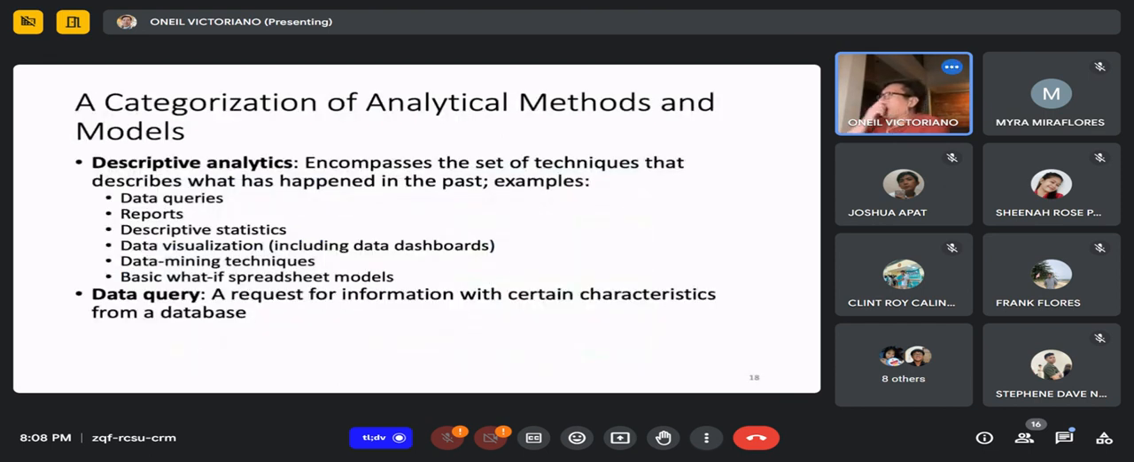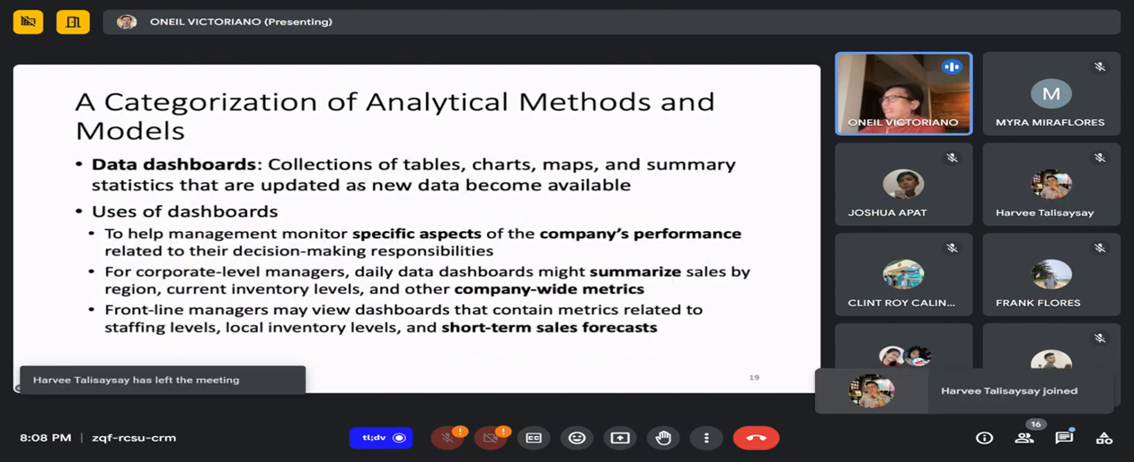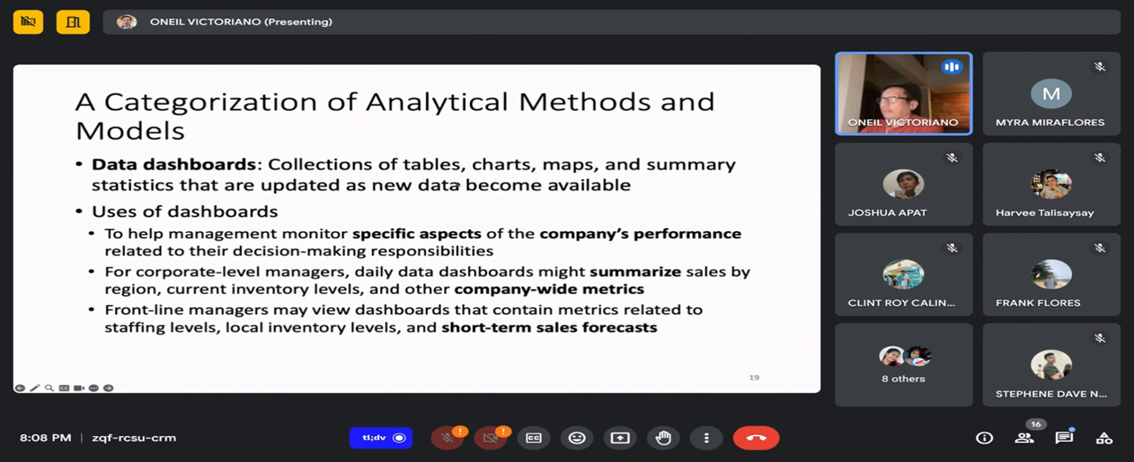So very briefly, descriptive will encompass different techniques like query, report, descriptive statistics, and visualization using a dashboard, data mining technique, what-if scenarios, and data query. We have data dashboards, which we'll discuss in the next topic, which is a collection of different objects like tables, charts, maps, etc. to be able to understand the performance, summarization, metrics, and other short-term forecasts.